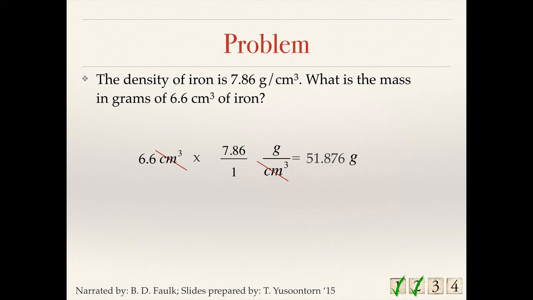Now note that that isn't ultimately my final answer because I need to pay attention to significant figures. So let's apply the rule. We know that there are two significant figures in our starting value, 6.6 centimeters cubed. So we're going to report this as 52 grams. So that should be our answer. Notice that this is cleaner, it's easier to read, and it's going to help us as we have more calculations pieced together later on in the term.